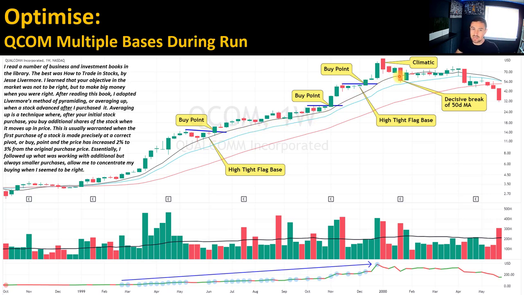Then here's the change of character. So hopefully these change of characters, these decisive breaks, this says 50 there, it should say the 10-week coming through in here, but the 10-week and the 50 days is the same. You see how it opens on the high of the week, closes on the low. Look at the increased volume coming through.